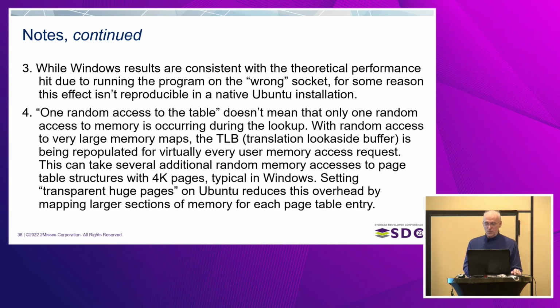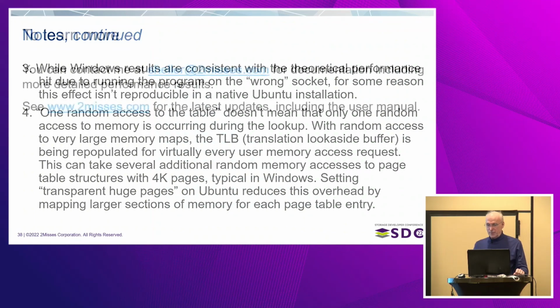And then, of course, one more point: one random access to the table doesn't mean there's only one random access to memory during the lookup, because you've got the TLB, a big memory map. The TLB is going to be repopulated for virtually every user memory access request. You're not going to get any benefit from the caching, because the TLB is not designed with an option saying start at this address and go forever. They don't have that. I've asked about that, and people have said, yeah, we asked Intel about that 15 years ago, and they haven't said anything yet. So I'm not expecting that to be changed. Now, the transparent huge pages on Ubuntu help with that.